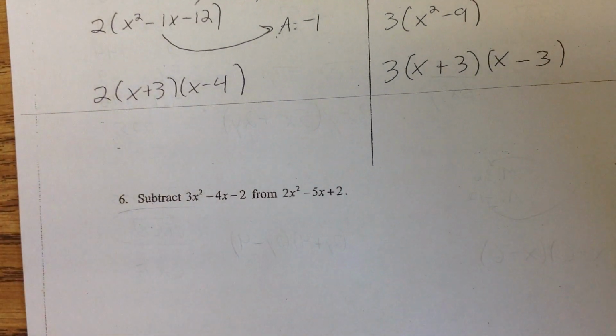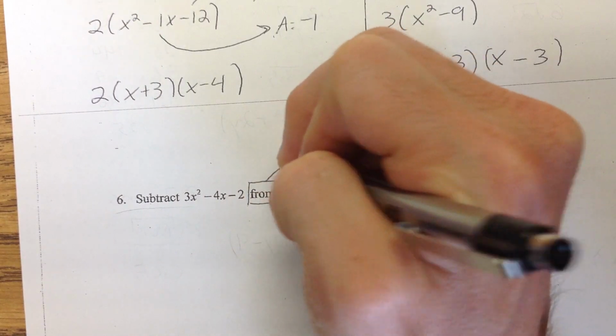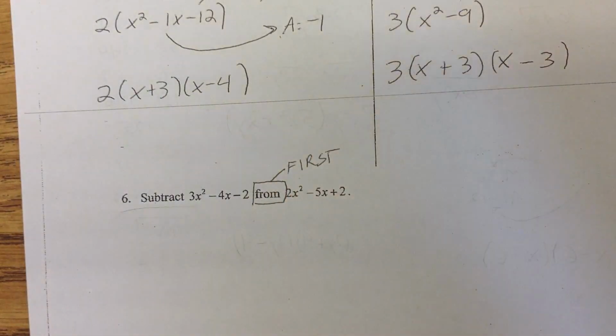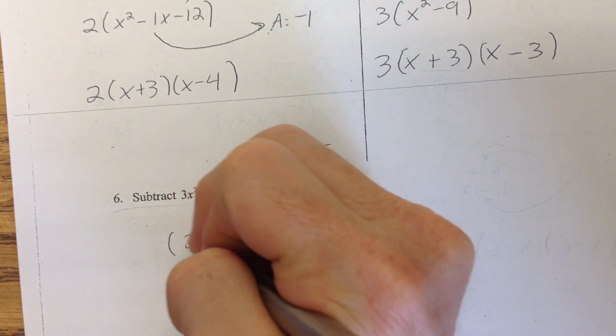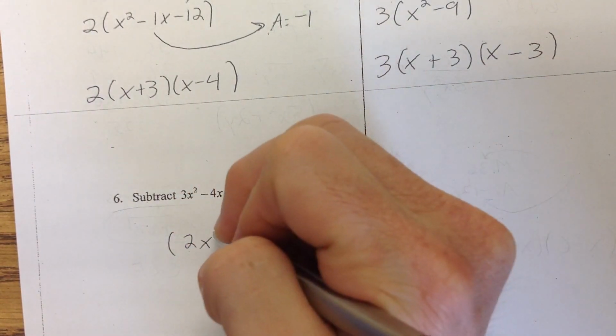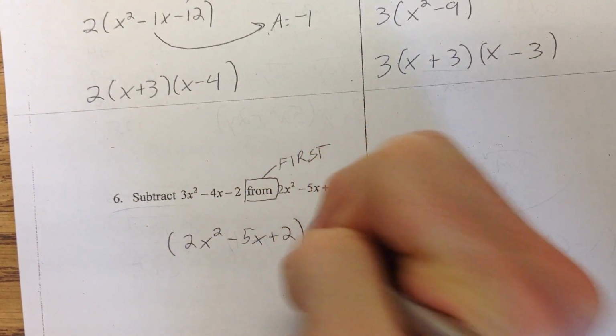Subtract 3x squared minus 4x minus 2 from 2x squared minus 5x plus 2. All right, so the key here is to remember that "from" means first. So whatever comes after the "from" is what we put first. The other thing to remember with these is you need to add the parentheses, even though they're not writing them in the problem. You've got to remember to add them on your own.